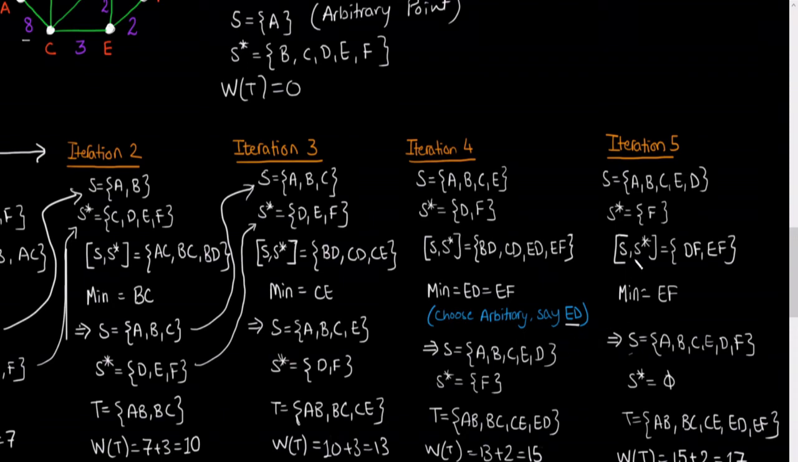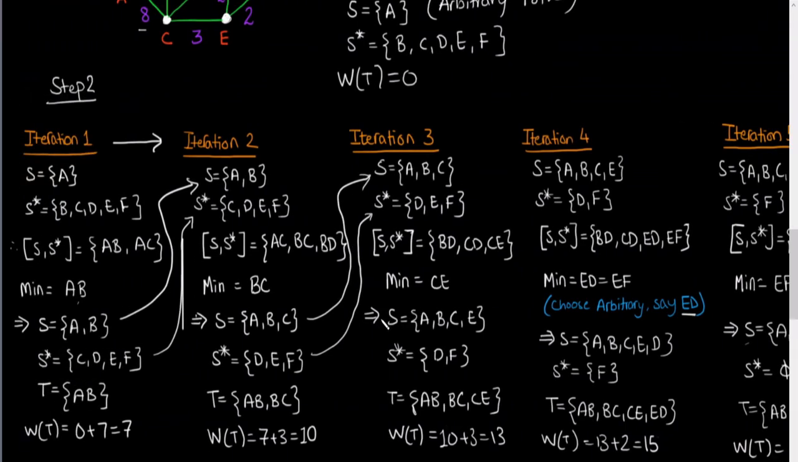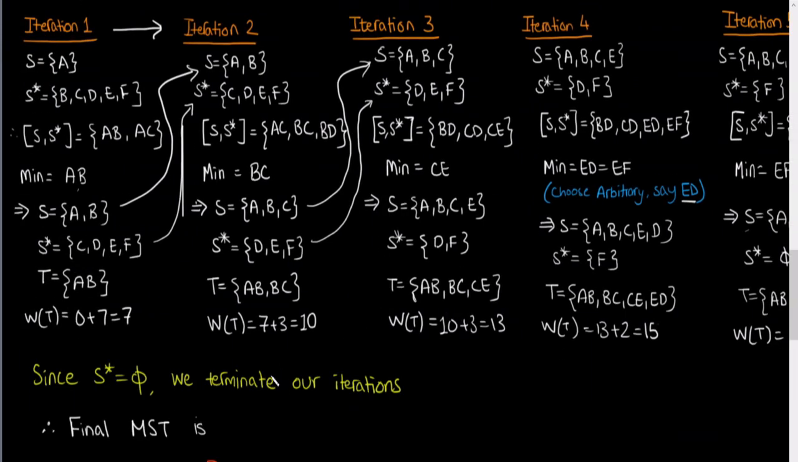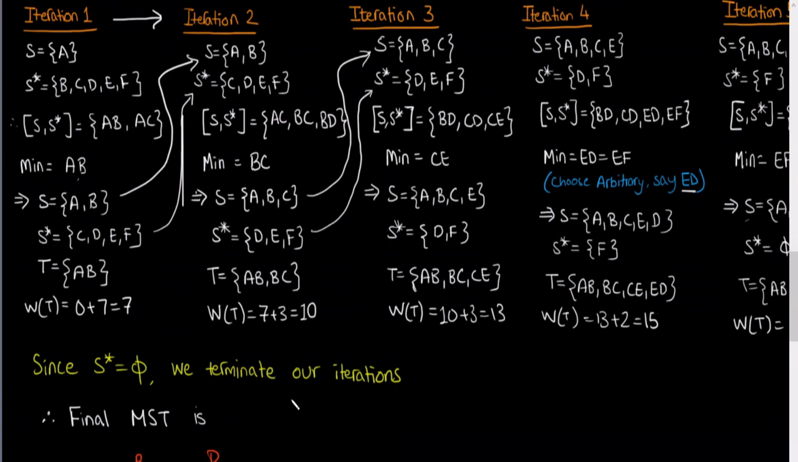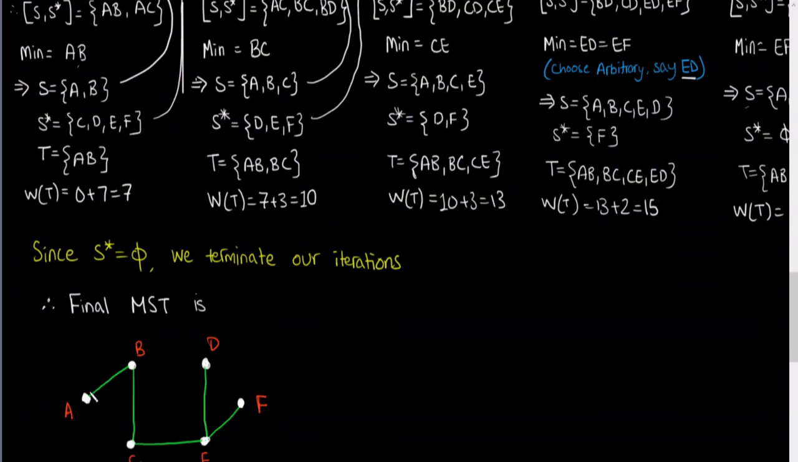Now we will not proceed to iteration 6, because our S star at this iteration is the null set. So at this point of time we're done. Since S star is equal to null, we terminate our iterations, and therefore our final minimum spanning tree would be these edges of our set T.